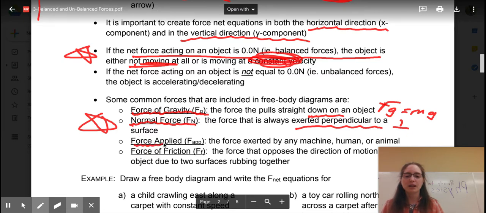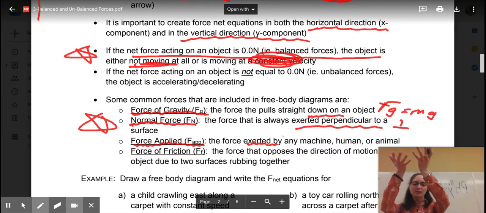Now, our force applied, ladies and gentlemen, your FAP, as it has become known over the years. FAP is just way more fun to say. This is the force that you're going to exert. This is when you're pushing something, pulling something, dragging something, lifting something. It's the force that you or something else is exerting on that object.